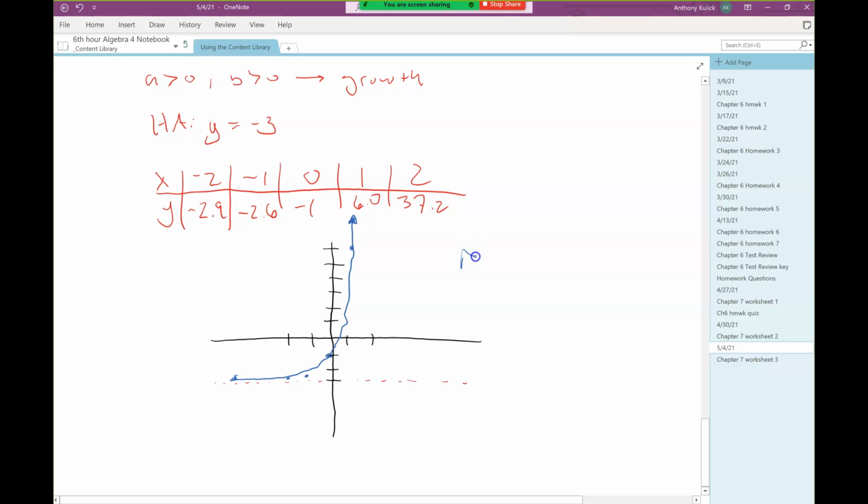And then just like before, the domain is still going to be all real numbers because it's an exponential function. And the range is still going to depend on a and k. Since the a is positive, we're still going to go from k to positive infinity, just like we did before.